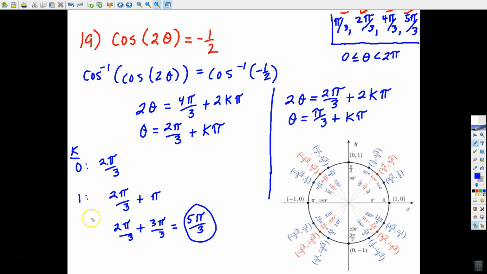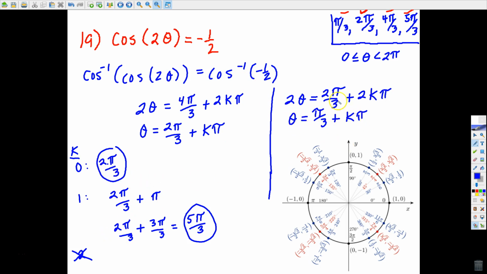Now, just for sake of time, if I did go with k equals 2, I'm going to get a result that falls outside of this area. It's going to be larger than 2 pi. So I'm not going to accept that result. So using this equation, where we found 4 pi over 3 as the x-coordinate for the angle at -1/2, we got these 2 results.